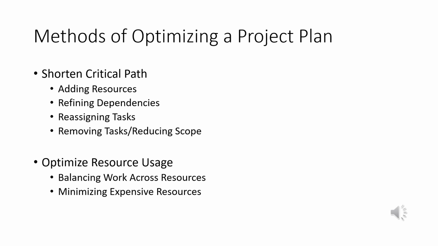So let's say we wanted to optimize a project, and we do. By optimize, we mean actually shorten the duration, time is money kind of thing, or reduce the cost associated with doing the project. All this is optimizing. We've got several ways we can do that. Let's say we want to shorten the critical path. The first method might be adding resources.